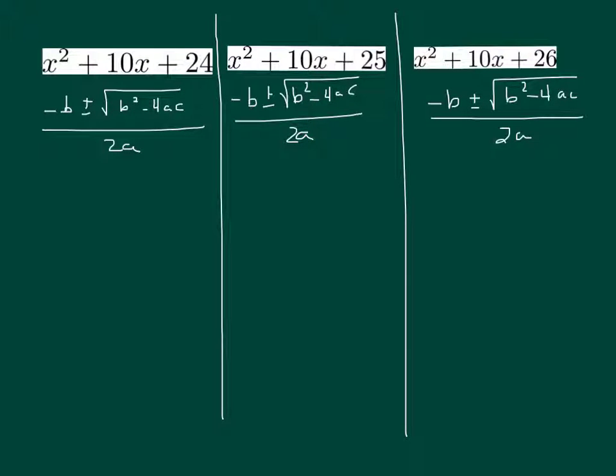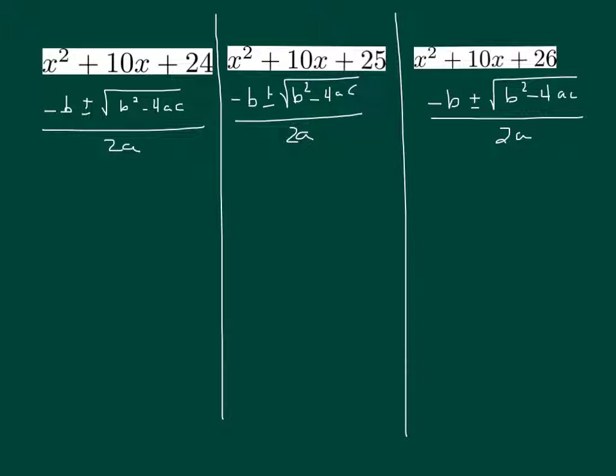Okay, so as you can see right here, you have three different quadratic expressions, but we're going to assume that these are all equal to 0, so we're going to set them equal to 0 and see them as equations. What I want you to see here is that the only thing that changes is the c value. So you have 24, 25, and 26.